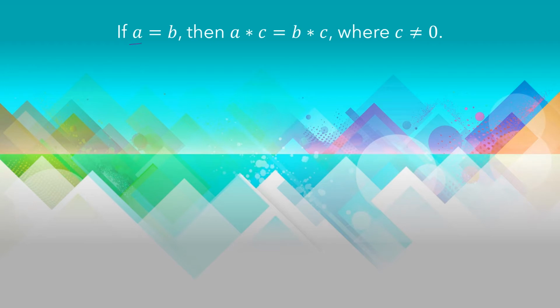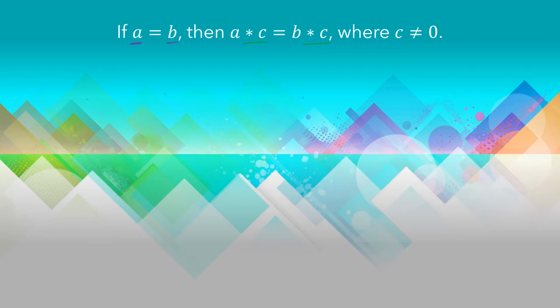A just represents the left-hand side of any equation, and B represents the right-hand side. So if you're given any equation, you can go ahead and multiply both sides of that equation by the same number, in this case C, and the equation will still be true. You're not actually really changing the equation in any way.